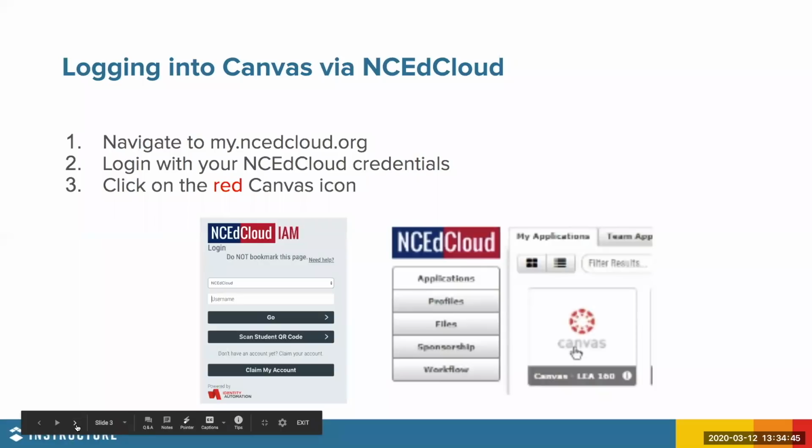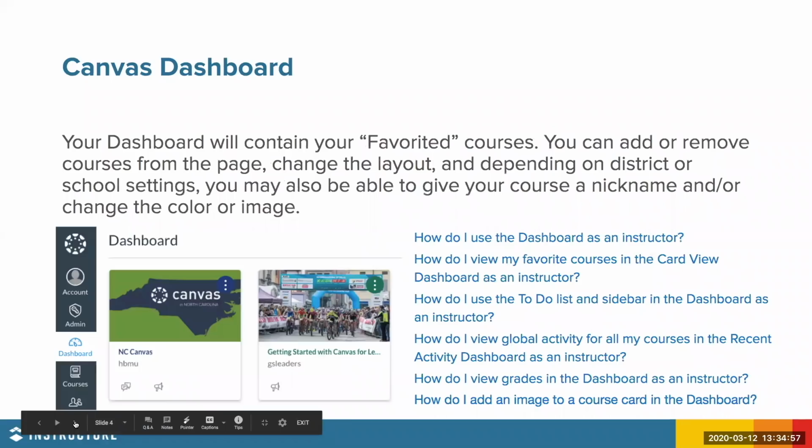So to log into Canvas, you will go to my.ncedcloud.org and log in with your NC EdCloud credentials, and then you should click on the red Canvas icon. From there, you should see your dashboard. Your dashboard will look like the image below. It contains your favorited courses. You can remove, add courses there, but you should find the course that you're looking for on your dashboard.